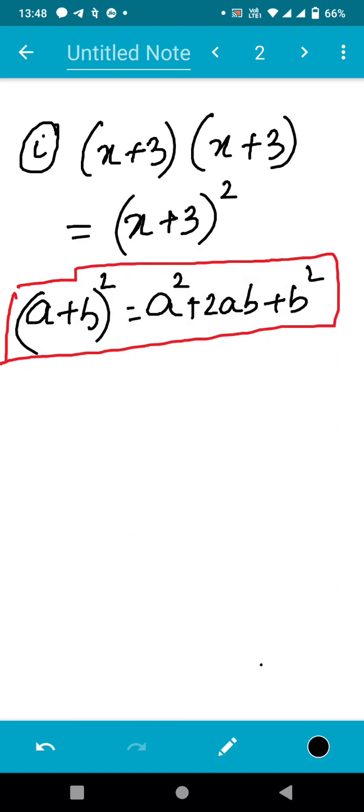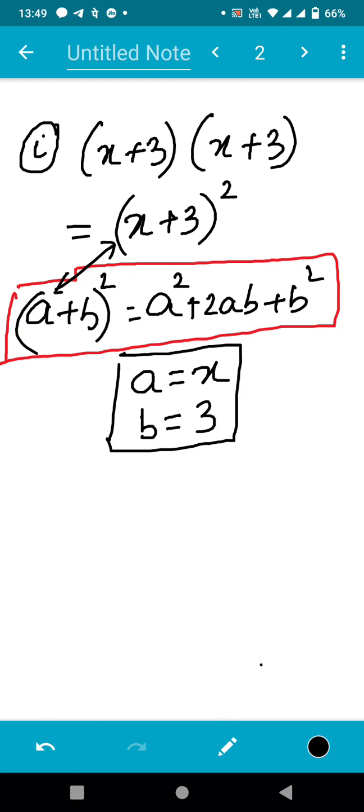Now, in place of a, according to the formula, if you compare these two brackets, that is (x plus 3) whole square and (a plus b) whole square, in place of a we have x, and in place of b we have 3, isn't it? So now what is there in the formula? We'll write this as (x plus 3) whole square. Now what is there in the first part? In the first place we have a square. So what is there in place of a? x. So this is x square.